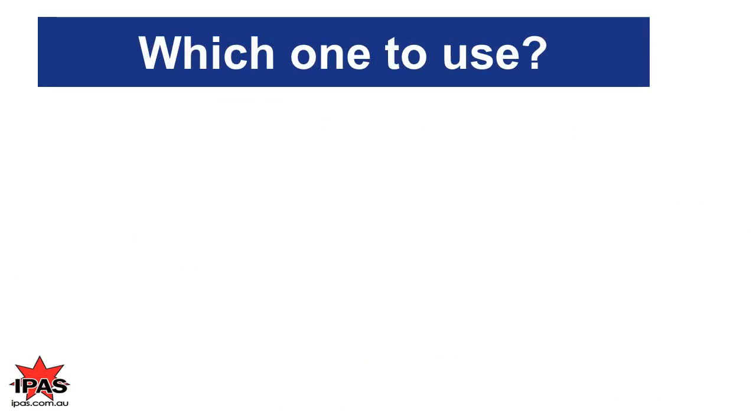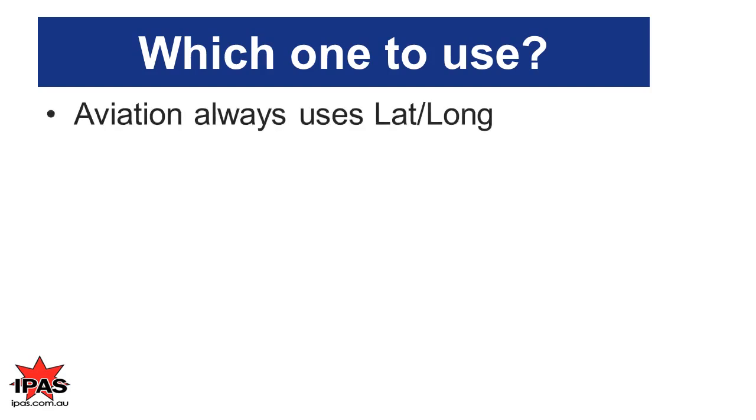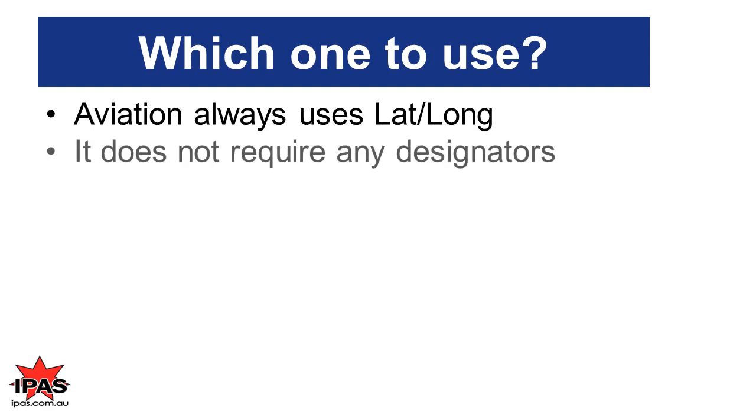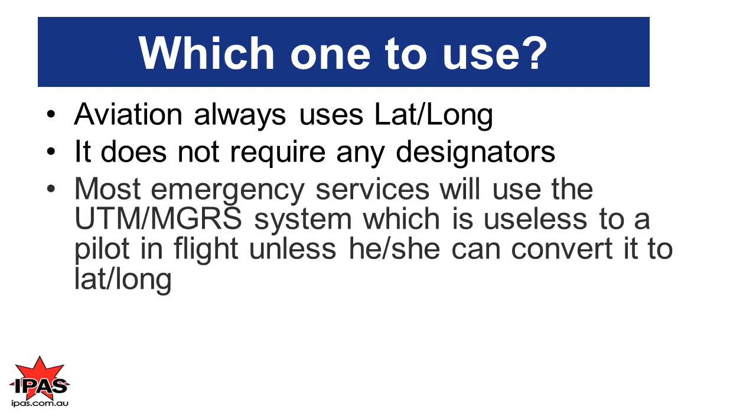So now we've seen two different coordinate systems: latitude and longitude using degrees, minutes and decimal minutes, and then the UTM system and the MGRS system. Which one do we use? Well, aviation always uses latitude and longitude, because provided it has the numbers there and it says either north or south or east or west, you're never going to have any confusion. You don't have to worry about grid zone designators or anything like that, so it doesn't require any designators.